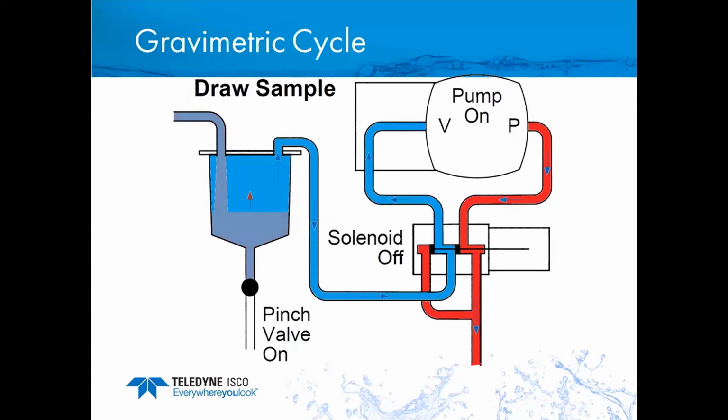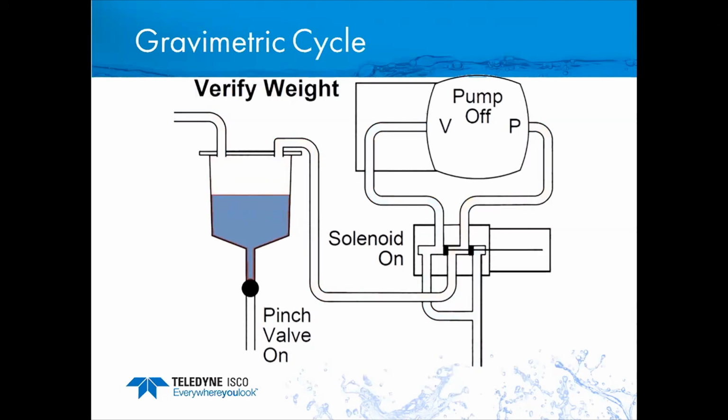Once the load sensor has detected that the weight of water in the chamber equates to the volume that you have configured the sampler to deliver, it will shut off the valve, switch direction, and purge out the line again. Once that purge has completed, it will then shut off the pump and do a verification of the weight of fluid in the sampler.